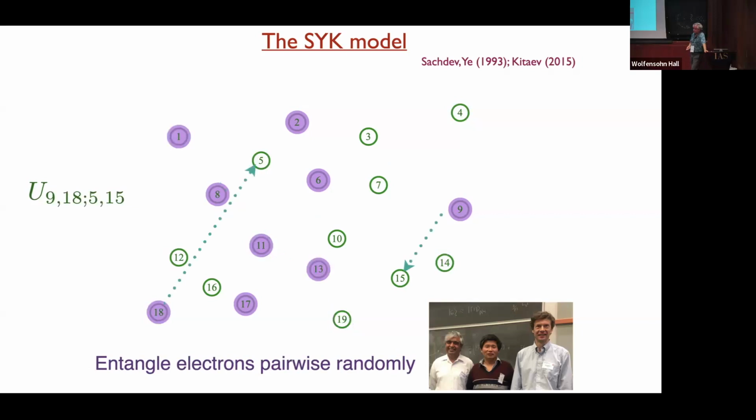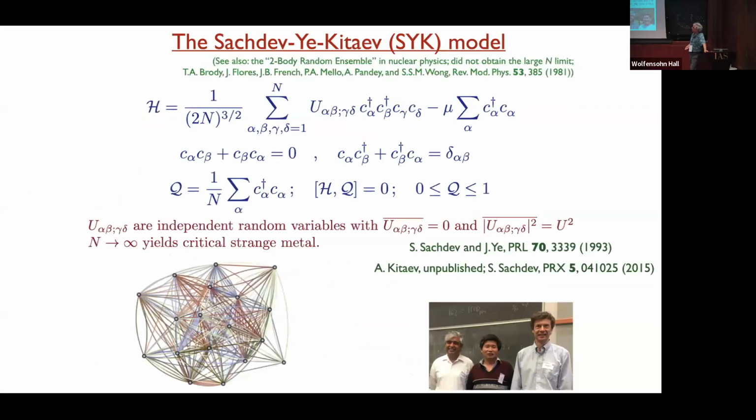And this is the Hamiltonian you want to solve. And the remarkable fact is that you can solve it in the large N limit with just one assumption. The assumption is that these numbers are independent random numbers. Okay, and that's the SYK model. So here it is written out in Hamiltonian form. You have this two-body interaction, U alpha, beta, gamma, delta.